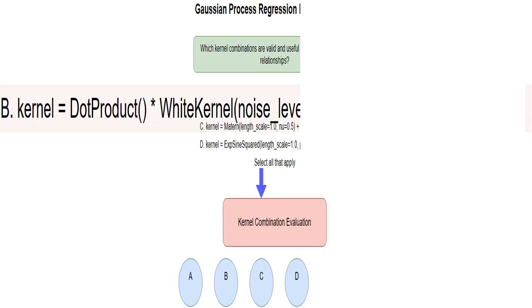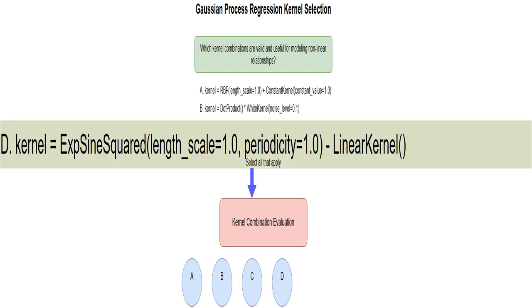This combines a dot product kernel, for linear relationships, with a white kernel, for adding noise. Although mathematically valid, this combination isn't ideal for nonlinear relationships. It's useful only if I'm specifically modeling a linear relationship with noise. Directly subtracting kernels, as in this case, generally isn't supported by the Gaussian process library. I find this combination invalid because it's likely to cause numerical instability and problems.